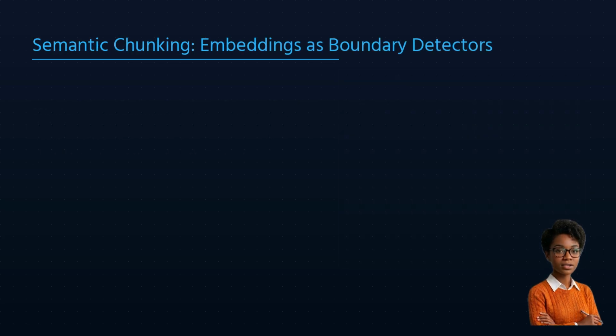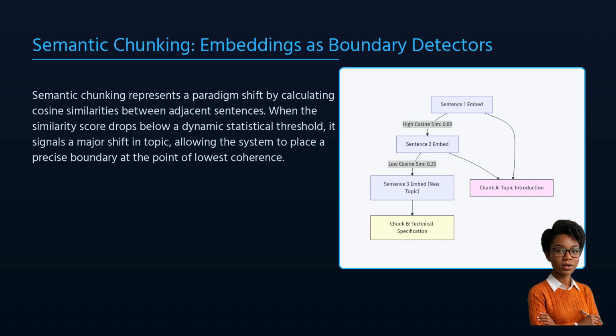If you want to build truly state-of-the-art RAG pipelines, you must consider semantic chunking. Instead of using characters or punctuation, this strategy uses the power of your embedding model to decide where chunks start and end. Here is how it works. First, we break the document into individual sentences. Next, we generate embeddings for every sentence and calculate the cosine similarity between consecutive sentences. If sentence A is highly similar to sentence B, they belong in the same chunk.